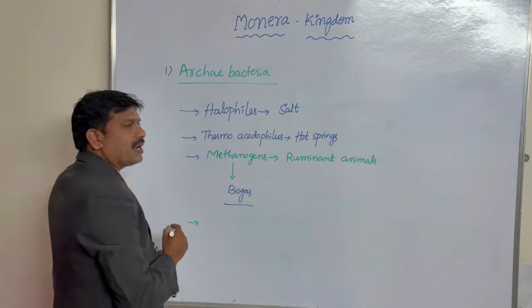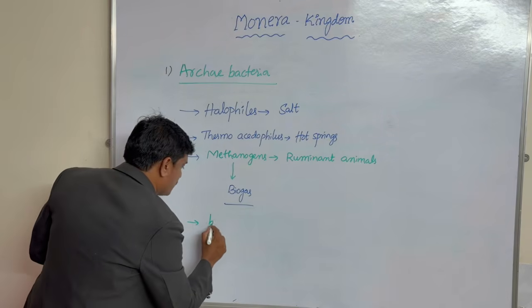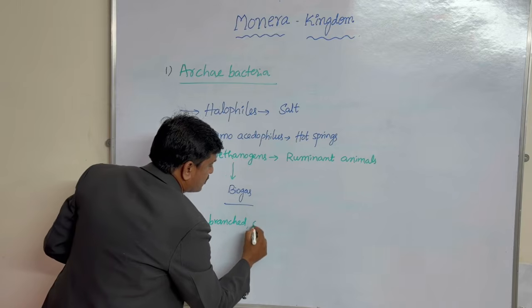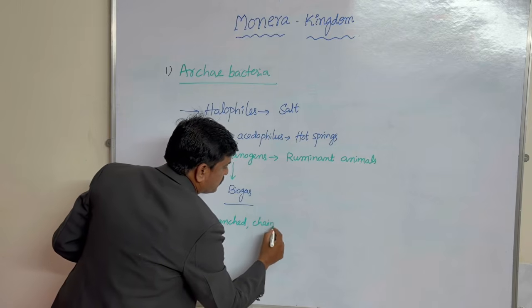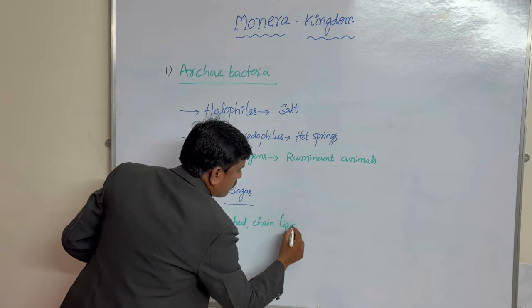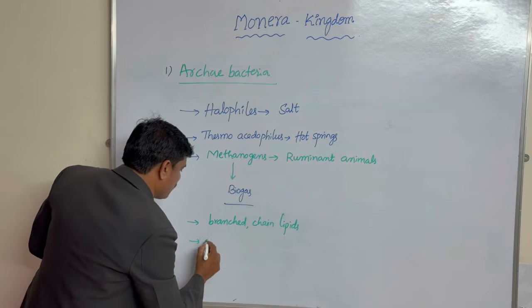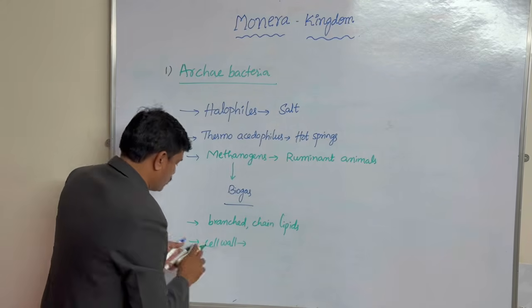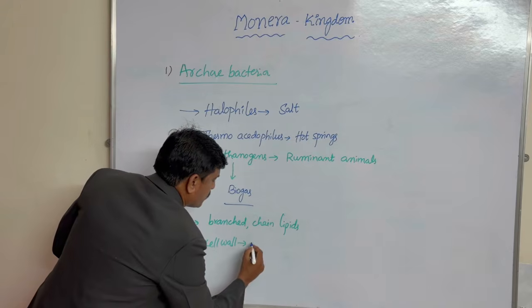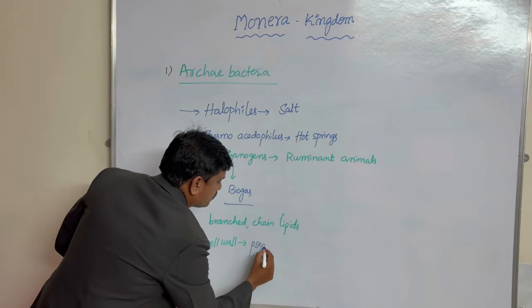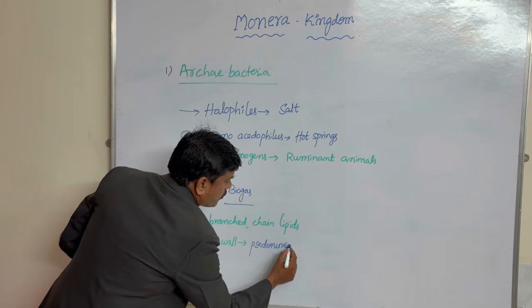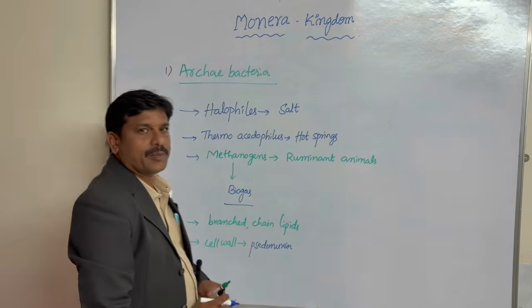So the archaebacteria have branched chain lipids. What about the cell wall? The cell wall is made of pseudomurein only. Pseudomurein. So this is the Archaebacteria.